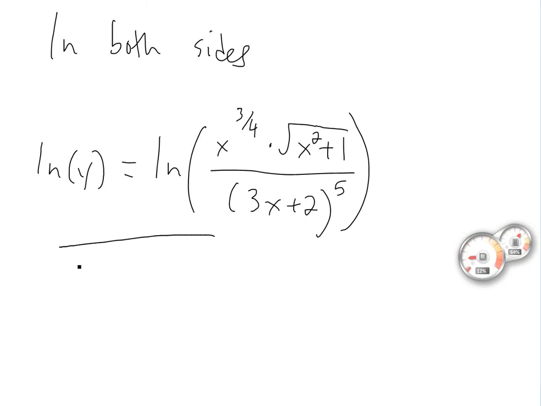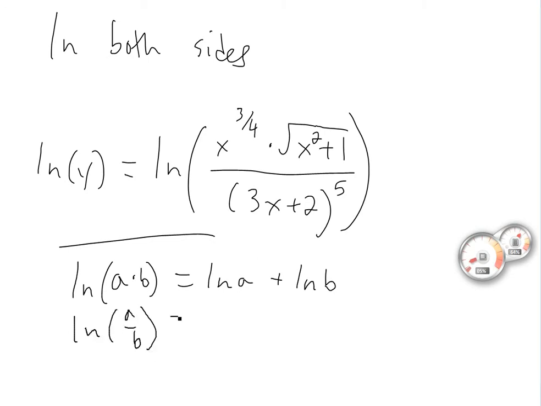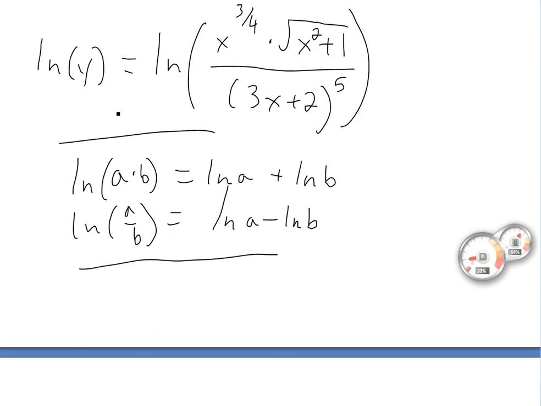If you have ln of a times b, this just equals ln a plus ln b. And if you have ln of a divided by b, you're going to have ln a minus ln b. I proved this in my other video. So basically, we're just going to simplify this whole thing.